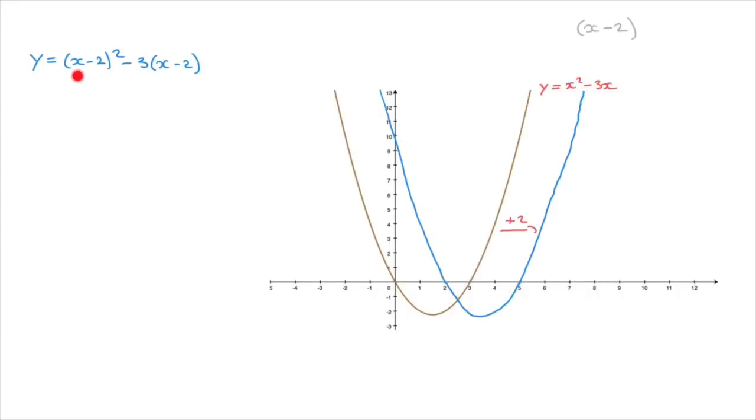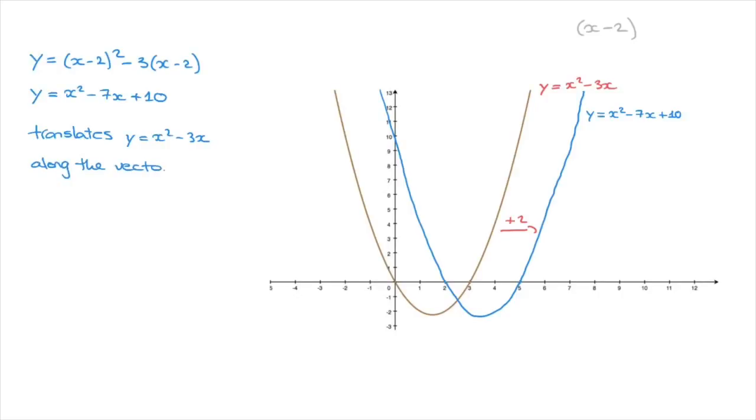Now we could of course open up these parentheses and simplify as much as possible. And in doing so, we find that this curve's equation is y equals x squared minus 7x plus 10. So that's the equation of this blue curve here. And we can say that this curve translates the original curve we had, which remember was y equals x squared minus 3x, along the vector (2, 0).